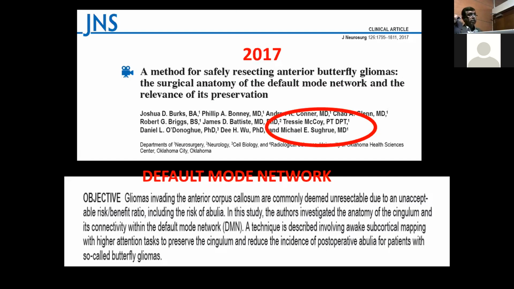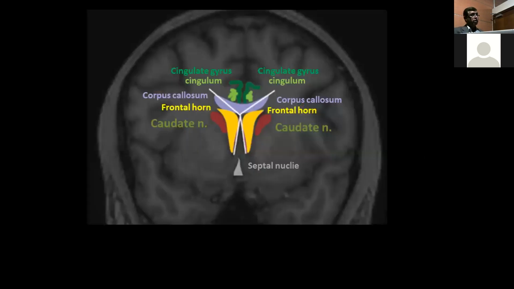Michael Sughrue, 2017, looked at the default mode network. Look at this. This is the corpus callosum. This is the cingulate gyrus, and these are the cingulum bundles in it. This is the ventricle. This is the head of the caudate. And these are the septal nuclei. If you know this anatomy, then you can remove corpus callosum tumors without causing abulia and akinetic mutism. If you don't, and 99% don't, they will go for biopsy. And they would stand there talking.